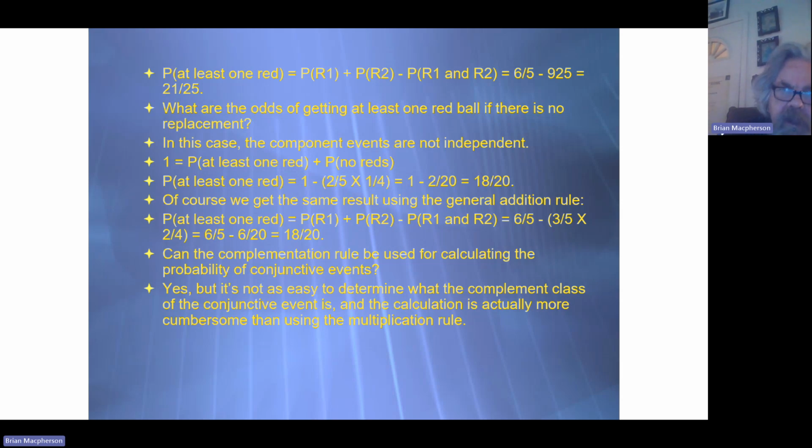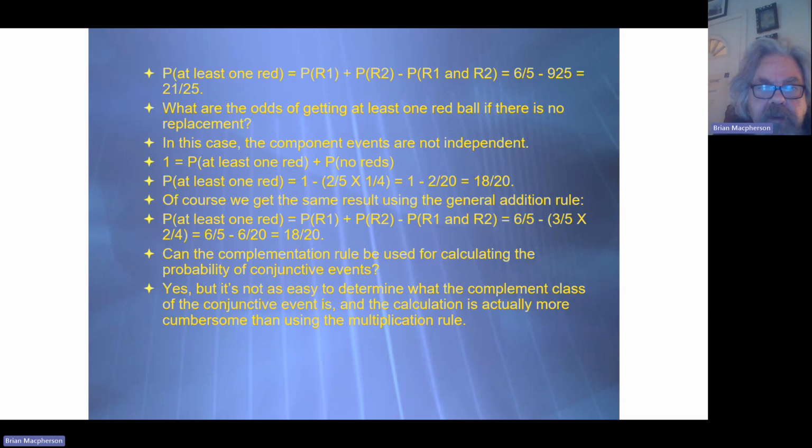But of course, again, you get exactly the same results using the general addition rule. So I have it here for you on the slide, right? The probability of getting at least 1 red is the probability of getting a red on the first draw, which is, again, 3 out of 5, plus the probability of getting a red in the second draw, which is 3 out of 5, which adds up to 6 over 5, minus the chance of getting red on both.